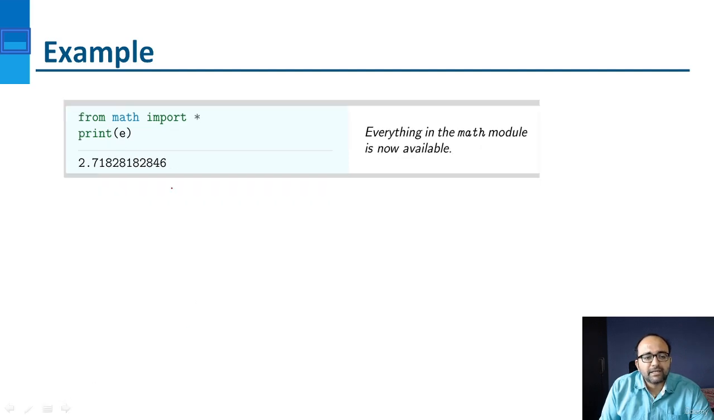Next, here I am importing everything from the math module. That can be represented with the help of star. From math import star. It means we are importing everything from the math module, and later we are printing the e value. So the e value is displayed as 2.718 and so on, like this.